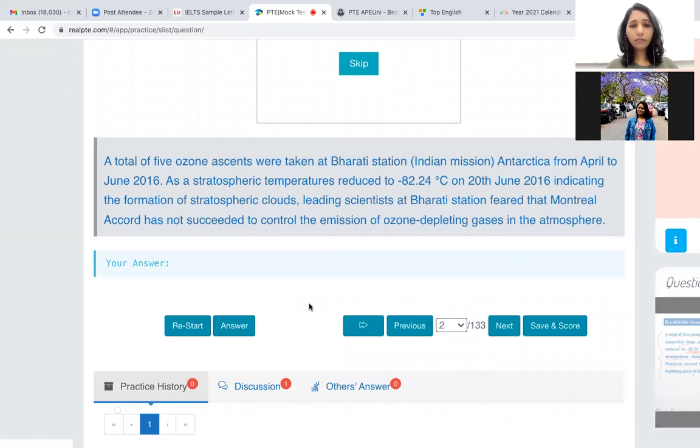Frozen ascents were taken at Bharti Station, Indian Mission, Antarctica from April to June 2016 as the stratospheric temperature reduced to minus 82.24 degrees centigrade on 28 June 2016, indicating the formation of stratospheric clouds. Leading scientists at Bharti Station feared that Montreal Accord has not succeeded to control the emission of ozone depleting gases in the atmosphere.